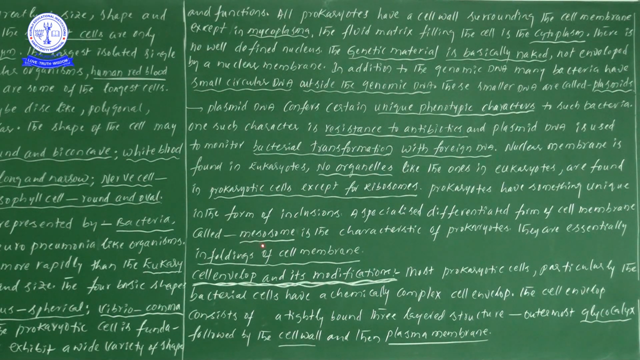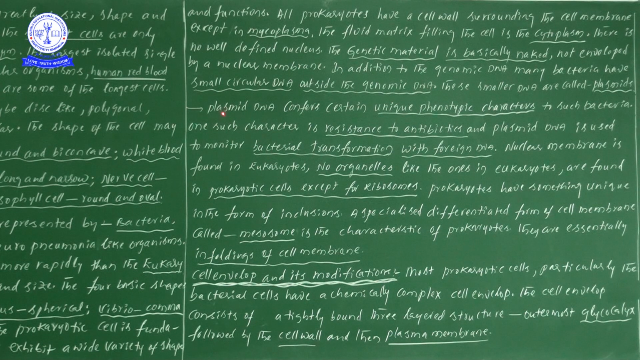In prokaryotic cells, mesosomes are present. The presence of mesosomes is a characteristic point of prokaryotic cells. How does mesosome formation take place? These are all formed from the infoldings of the cell membrane. Next, in prokaryotes, only ribosomes are present; the remaining cell organelles are absent.